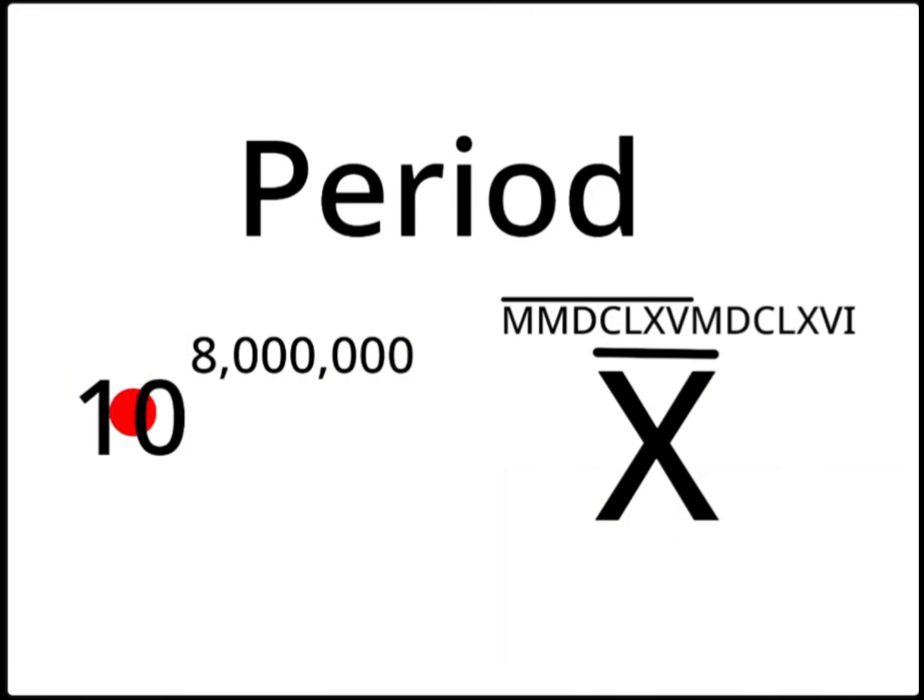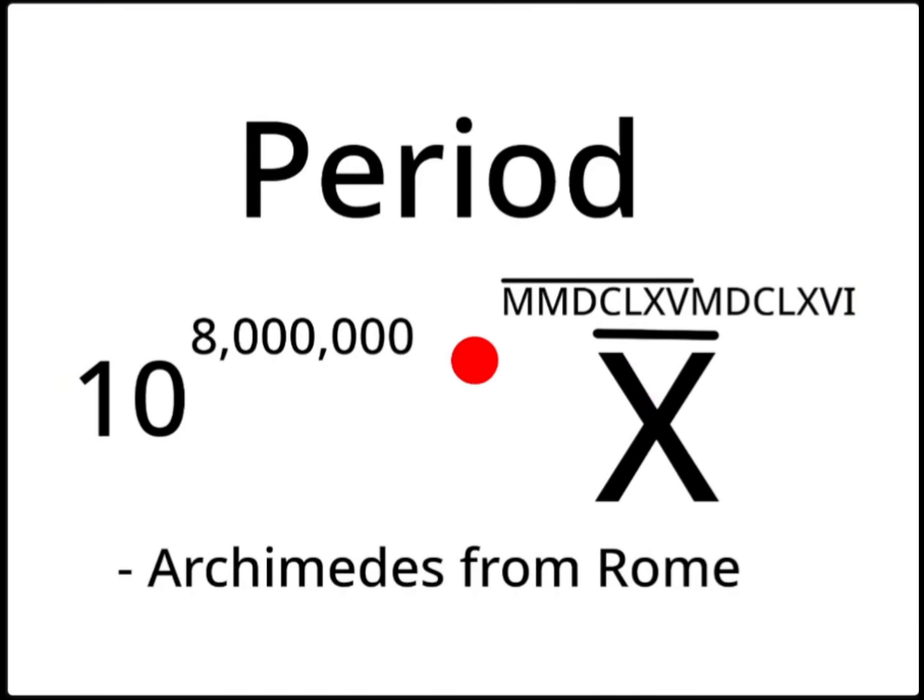So a period is equal to 10 to the power of 8 million, or x with MMDCLXV with a line, MDCLXVI lines. So yeah, it's made in Rome. The reason it's cool is because we have a Roman number being used for Roman numerals.